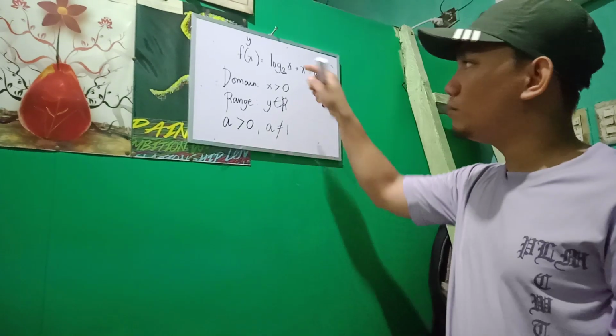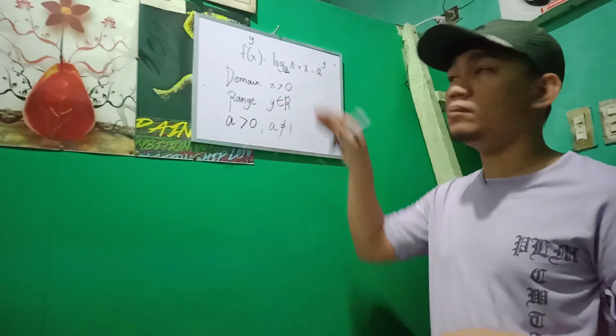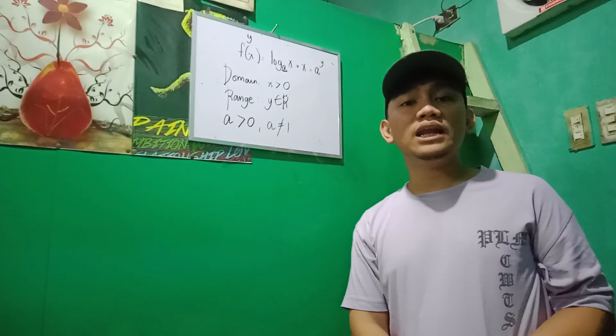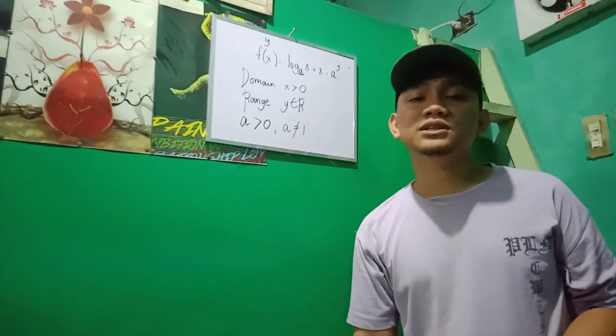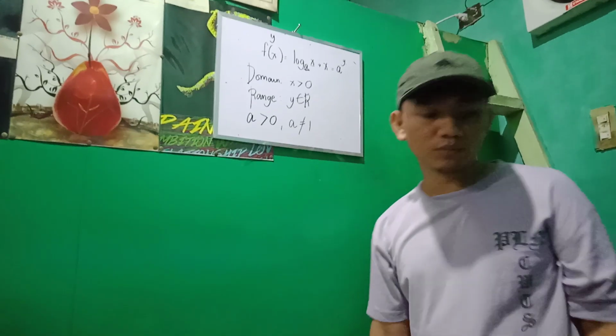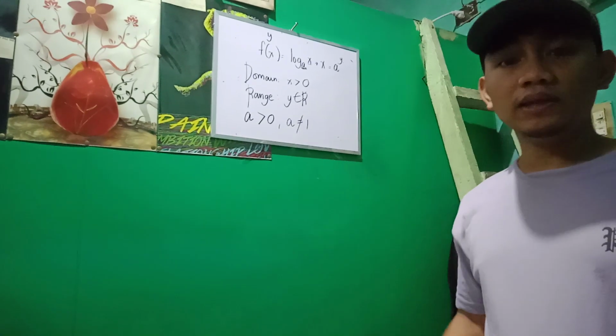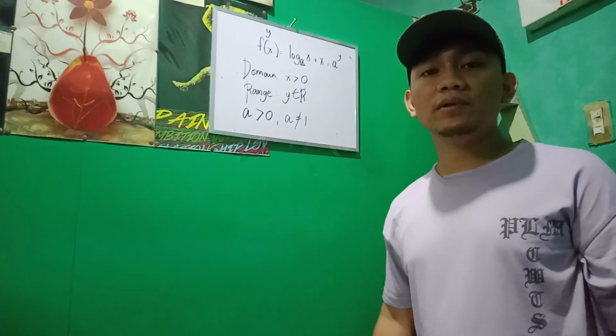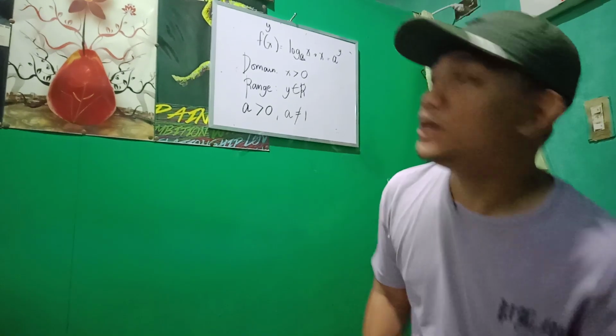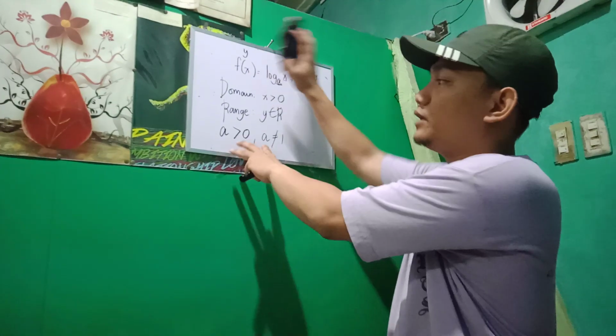So, yun yung domain, yung range natin, at saka ano ba yung mga pwedeng value ng a natin or yung tinatawag natin base. So, for our next topic, proceed tayo sa laws of logarithm. Ano ba yung mga ginagamit natin na mga properties ng logarithm? So, sige, discuss natin one by one.